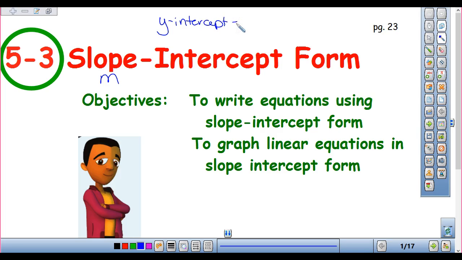Okay, so the x-intercept is where our graph crossed the x-axis. What do you suppose the y-intercept would be? Yeah, where the line crosses. So it's going to be the point where the line crosses the y-axis.